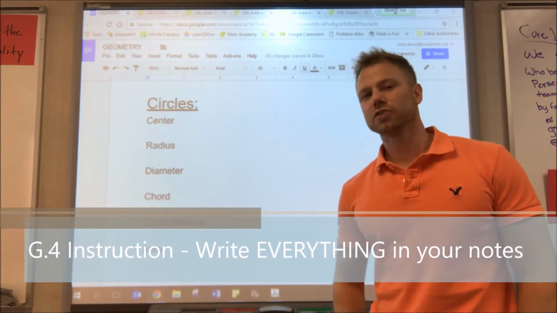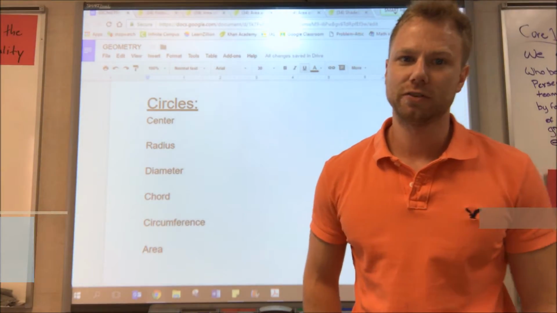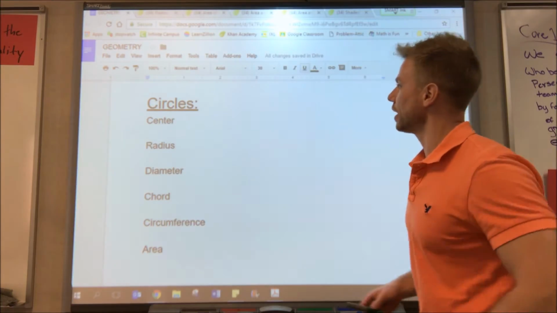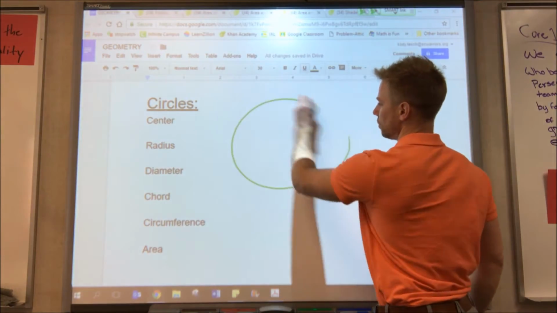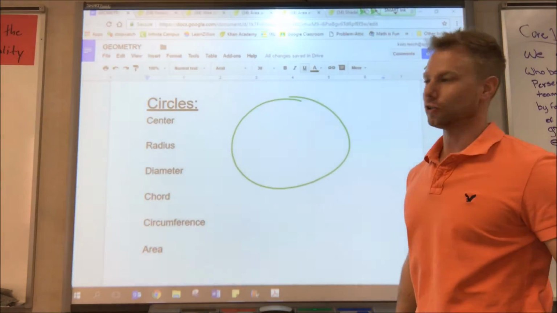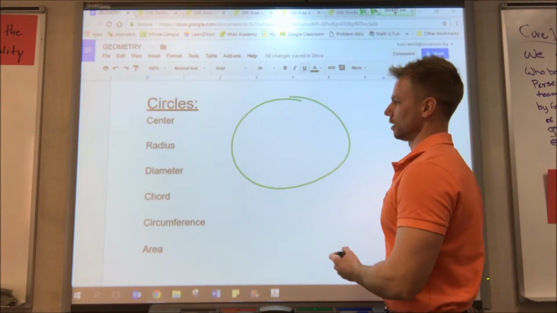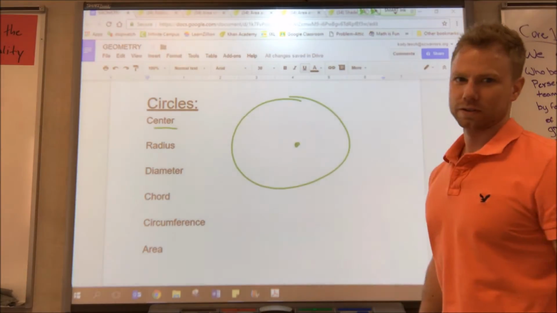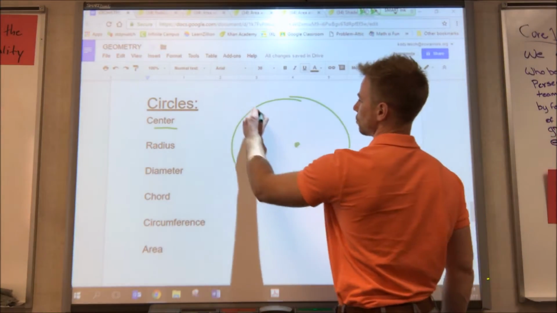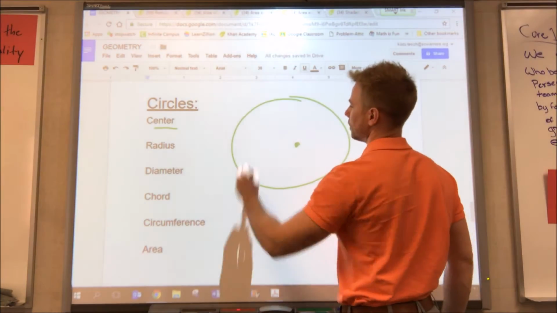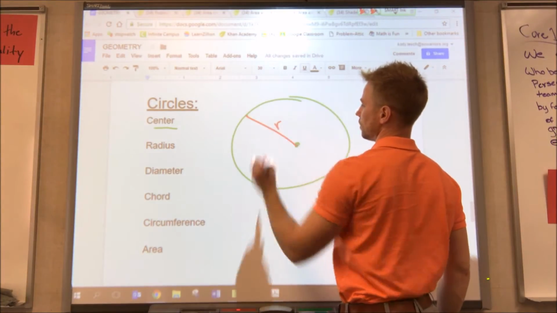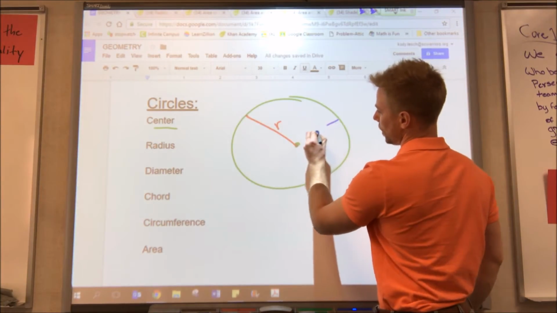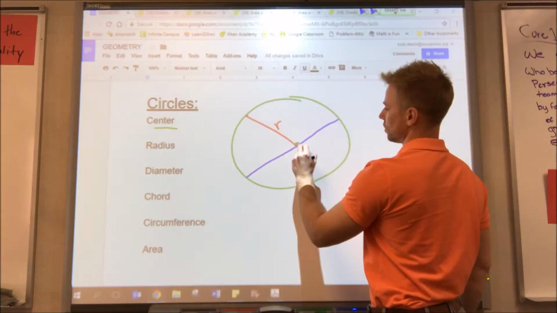We are looking at circles today and finding the circumference and area of circles. So a couple parts of circles that we need to know before we do that. If we have a circle, which this is not a perfect circle, but it'll work for what we're talking about. The center obviously is a dot in the middle of the circle. A radius goes from the outside to the center. That is radius. Diameter goes all the way across the circle through the center.